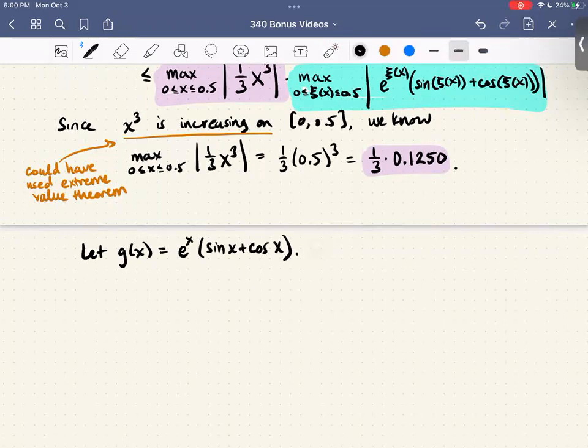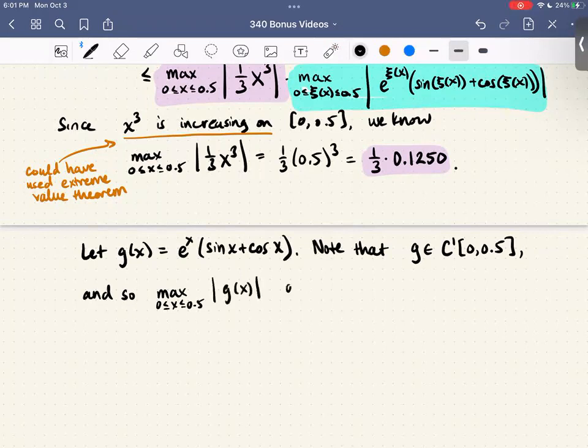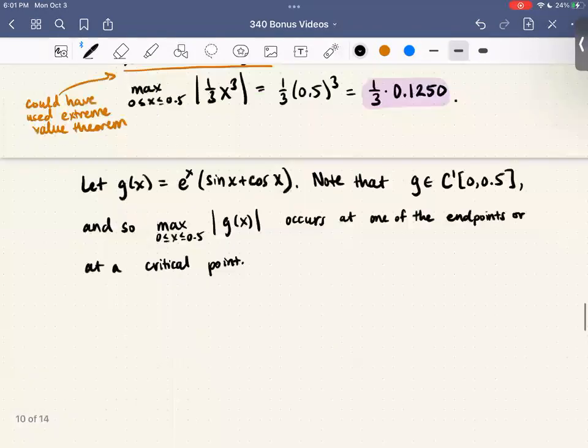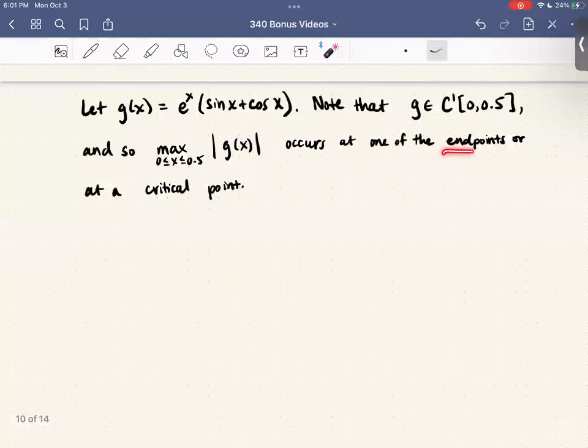I'm going to note that g is actually differentiable on this interval, so it's in C1, which means I can use the extreme value theorem, and it tells me that the max on this interval of g of x in absolute value occurs really at either one of the endpoints or at a critical point. Okay, so I need to just test the endpoints and critical points.